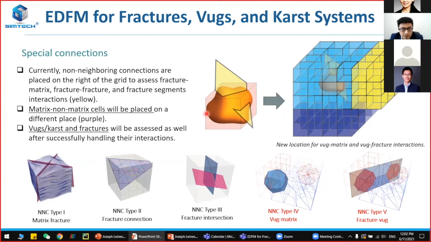Now let's talk about the special connections. Currently in EDFM, we have done a really good job determining the connections and the intersections between the grid blocks and any type of fracture. So we add them here as neighboring cells. And so far we have three different types of connections. But now with EDFM for Vugs and Karst, we will need to include at least 2 more that are shown here, that will also need to be located in certain parts of the computational domain in the reservoir model.